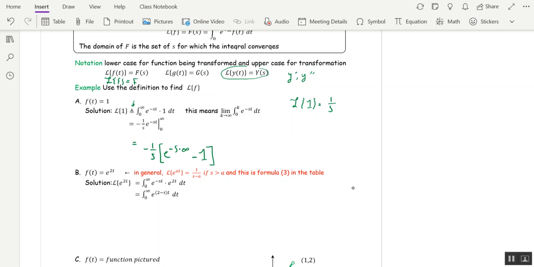Okay, e to the negative s times infinity. Now, as long as s is positive, this is going to go to 0, because e to negative infinity is 0. So we want to keep s positive for this to converge, because if s is negative, then this would be e to the infinity, which is definitely not 0. That just blows up. So if s is positive, that's 0, and we get negative 1 over s, which is positive 1 over s. And we need s greater than 0.